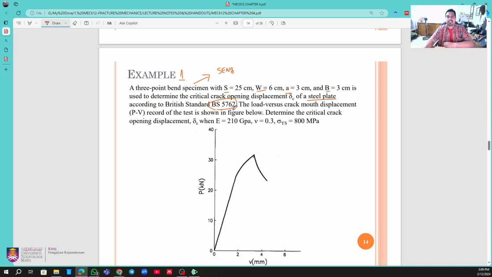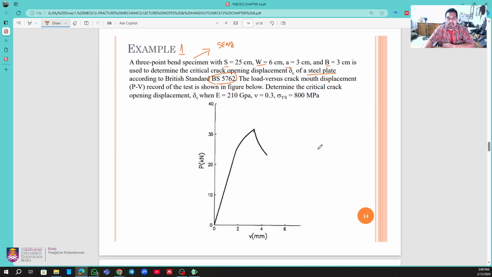So the load versus crack mouth displacement, which is the load P-V, where P means load and V means displacement, recorded during the test is shown in the figure below. Already shown here, and bear in mind, this is the CMOD data, crack mouth opening displacement. So this is the force, right? Determine the crack opening displacement, delta C, when E is equivalent to 210.